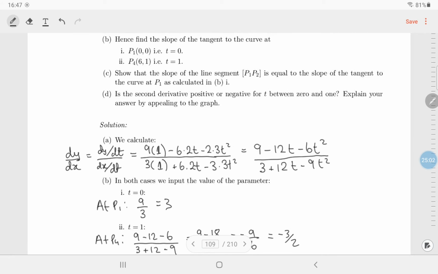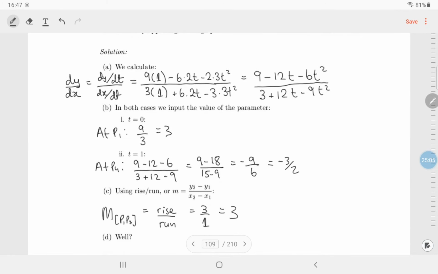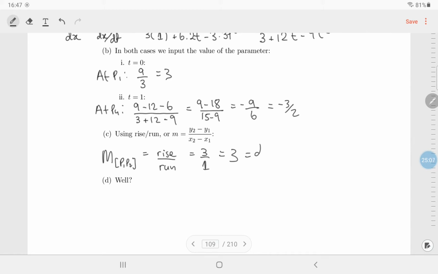And what does the question show? The slope of the curve is equal to the slope of the tangent as calculated. So that's the same as dy dx at t equals 0, as expected.